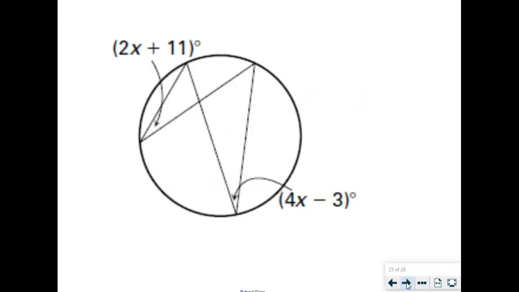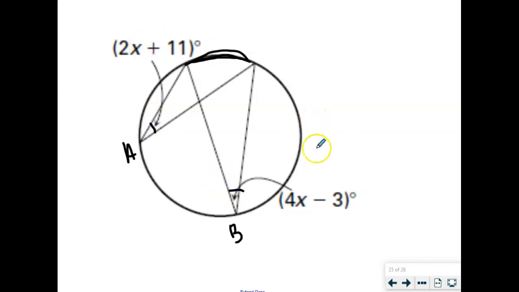Okay, just a couple more problems. Let's look at this one. Now on this problem, notice how we'll call this inscribed angle A and this one B. Both inscribed angles go to the same arc. Since they're going to the same arc, then we know that these two angles are congruent.